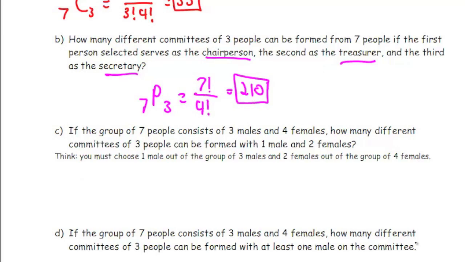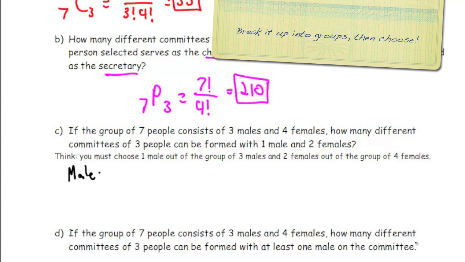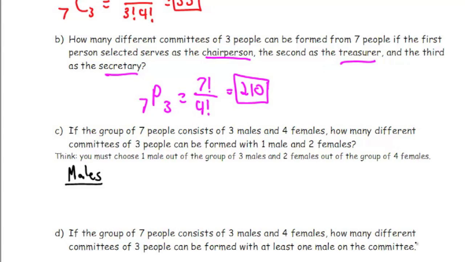Looking at question C, we're asking if the group of 7 people consists of 3 males and 4 females, how many different committees of 3 people can be formed with 1 male and 2 females? This question is a little different because we have to break it up into 2 separate parts and then use the counting principle at the end. Let's start with males. We have 3 of them and we would like to select 1 of them. So 3 choose 1 gives us the answer to that.